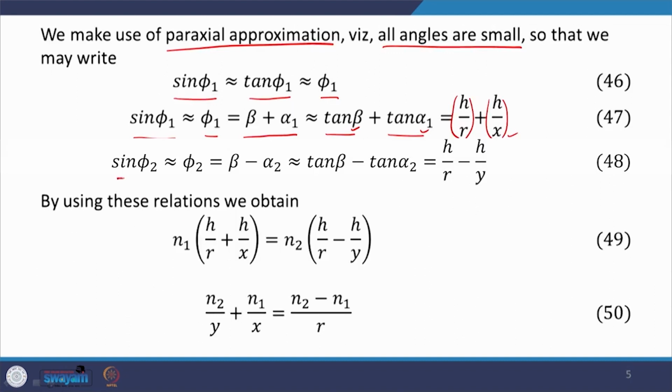Similarly, we can calculate the expression for sin phi 2, since phi 2 is equal to beta plus alpha 2, which again would be equal to tan beta minus tan alpha 2, and this will ultimately give us this relation, equation number 48. Okay. Now, we will apply Snell's law here. What does Snell's law say? Snell's law says n1 sin phi 1 is equal to n2 sin phi 2.